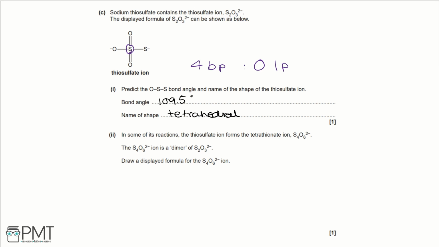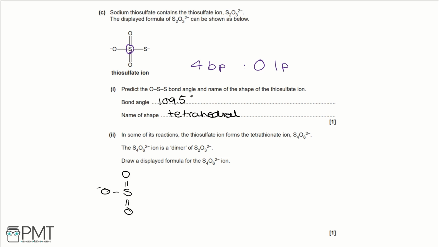Part 2. In some of its reactions, the thiosulfate ion forms the tetrathionate ion, S4O6 2-. The S4O6 2- ion is a dimer of S2O3 2-. Draw the displayed formula for the S4O6 2- ion. There are 3 different combinations that will get you the mark for this question.